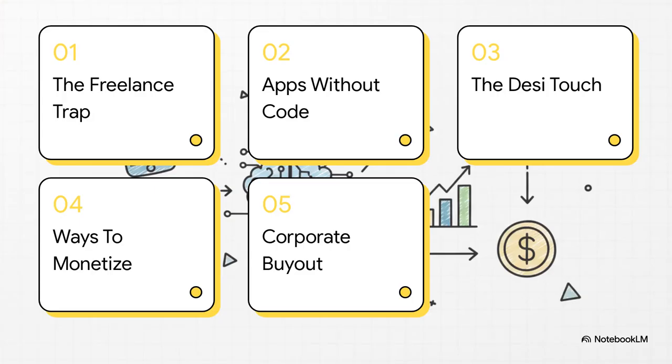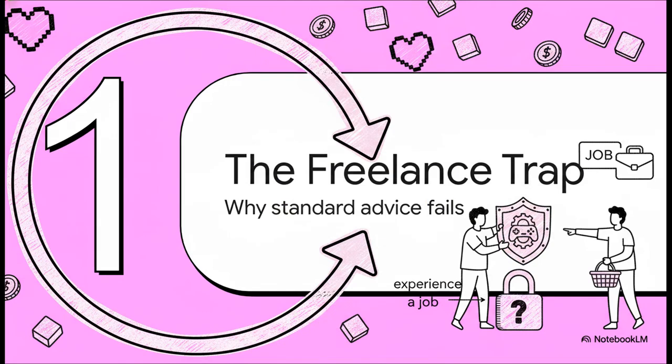Okay, let's dive into this step-by-step zero-skill playbook. We're going to cover 1. The freelance trap, 2. Building apps without code, 3. Adding the Desi touch, 4. 2 ways to monetize, and finally, 5. The big corporate buyout.